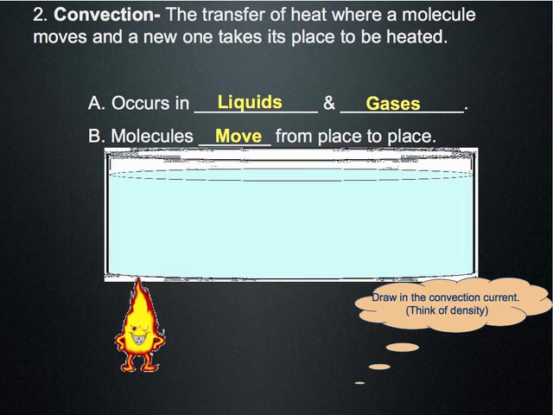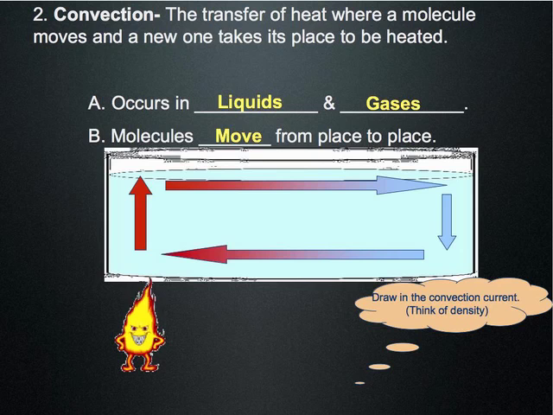So if the density of this water decreases, what happens to it? It rises. And then new water comes in sort of to take its place. And this is what we call a convection current. When you boil water, those bubbles coming up from the water are because that water that's heated down at the bottom of the pot rises up and creates this convection current.